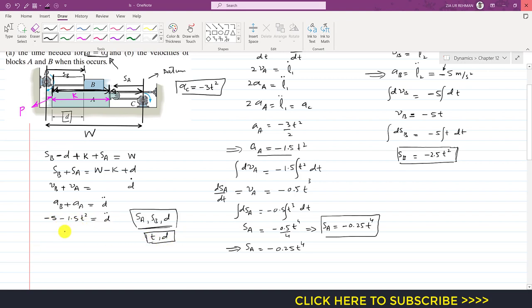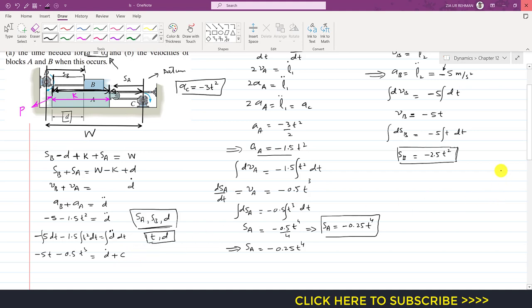So now if I integrate this whole equation with respect to time, this will be minus 5 dt minus 1.5 t squared dt equals D double dot dt. If I integrate this, this will give me minus 5 t minus 1.5 t raised to the power 3 divided by 3, and this D double dot will become D dot, plus some constant of integration, right? And minus 1.5 divided by 3 is 0.5, so this is 0.5 t cube, right? Now we need to find this constant of integration, right?